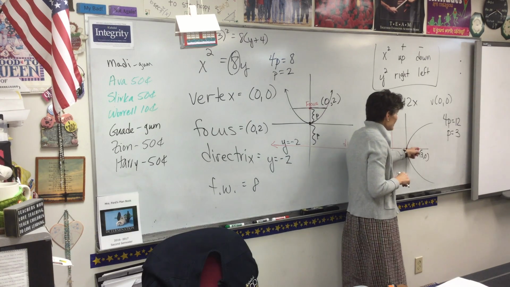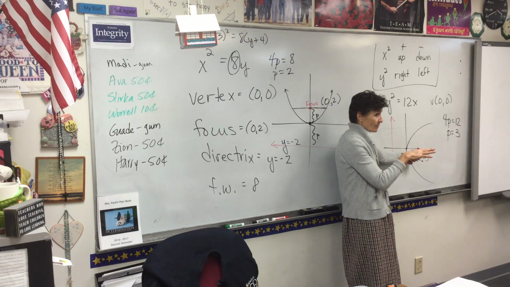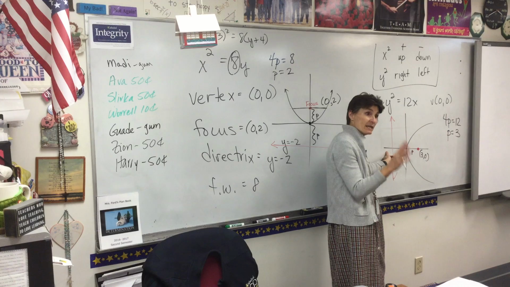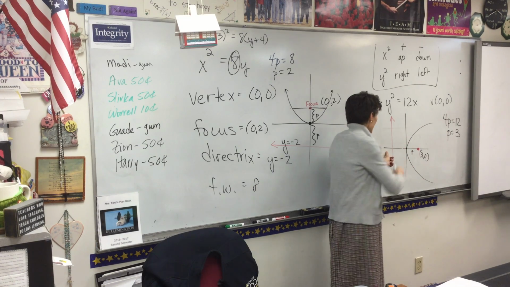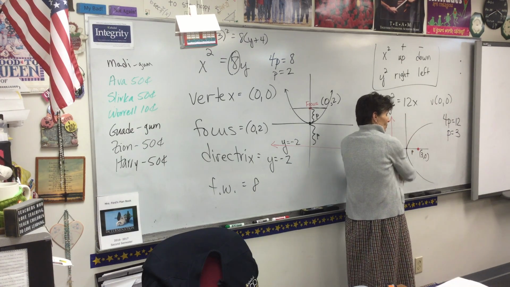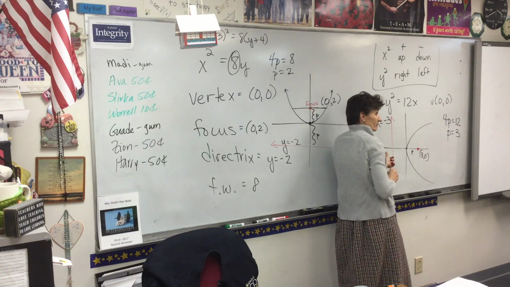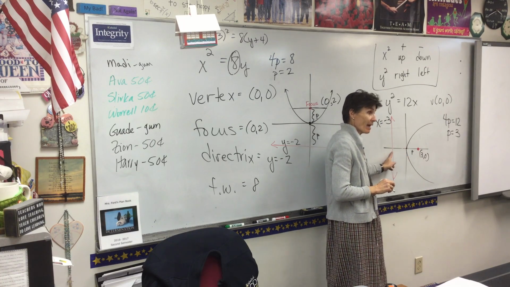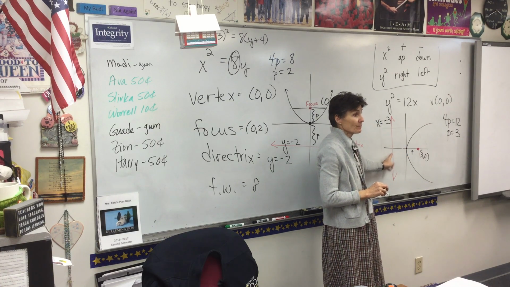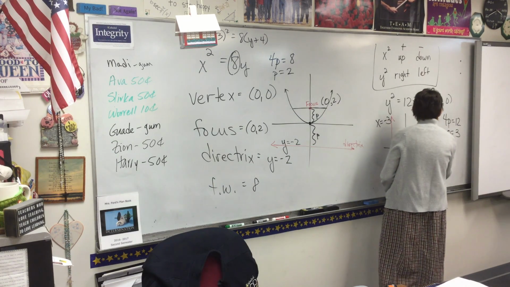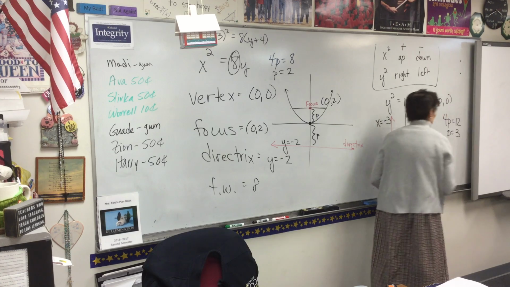Now if I went this way 3 to get the focus, I'm going to go this way 3, equidistant, to get my directrix, right? Which axis does it cross? So it's x equals -3. Start at the origin, count back 3, that's -3, and it's x equals. What's my focal width? 12.